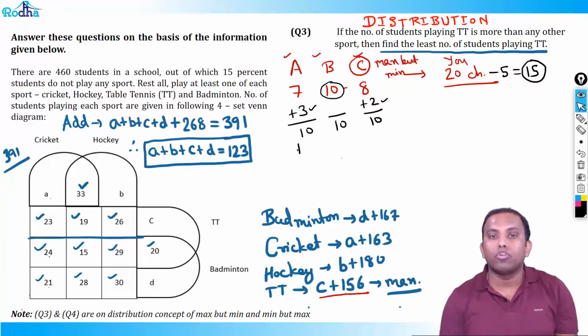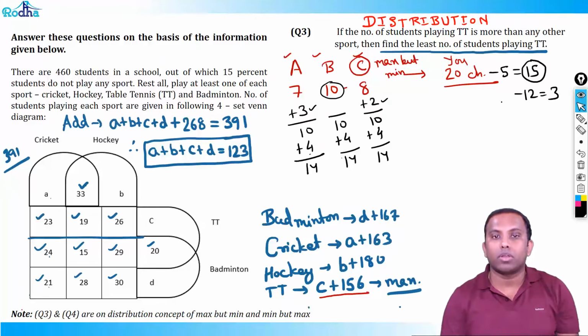So I should give 4, 4, 4 to them. 4 chocolates, 4 chocolates, 4 chocolates. Now all have got 14. And I am left with 15 minus 12. 4 plus 4 plus 4 is 12. I am left with 15 minus 12, that is 3. I am left with 3 chocolates now.